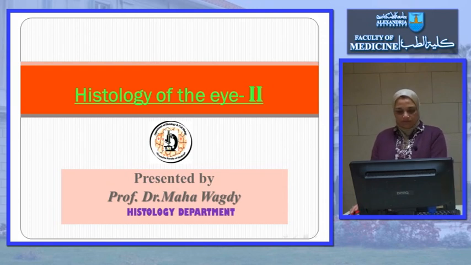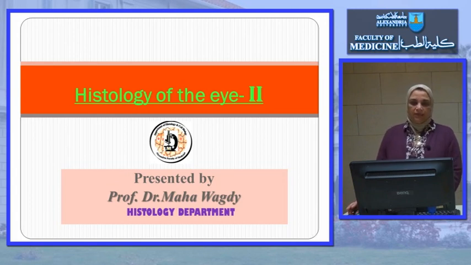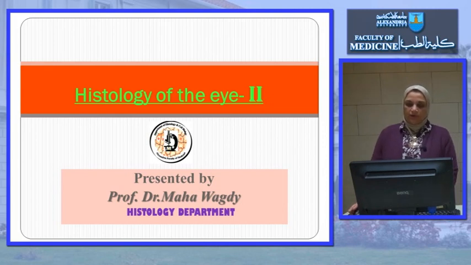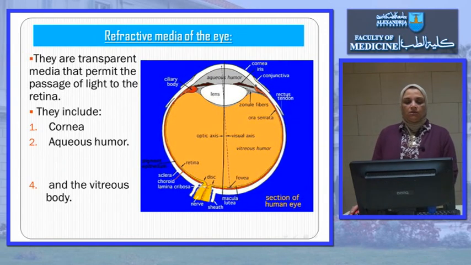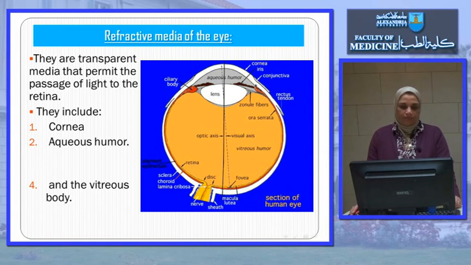We finished in the previous lecture the eyeball, the three coats of the eyeball. We discussed the cornea and the sclera, which are the outer fibrous coat. We discussed the middle coat, the uveal tract, including the iris, ciliary body, and choroid. And now we have to discuss the histology of the lens and go to the inner coat of the eye.